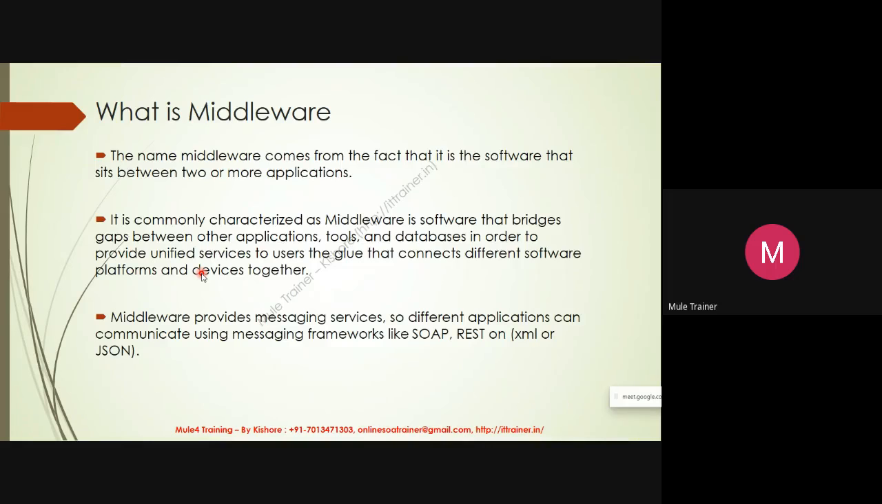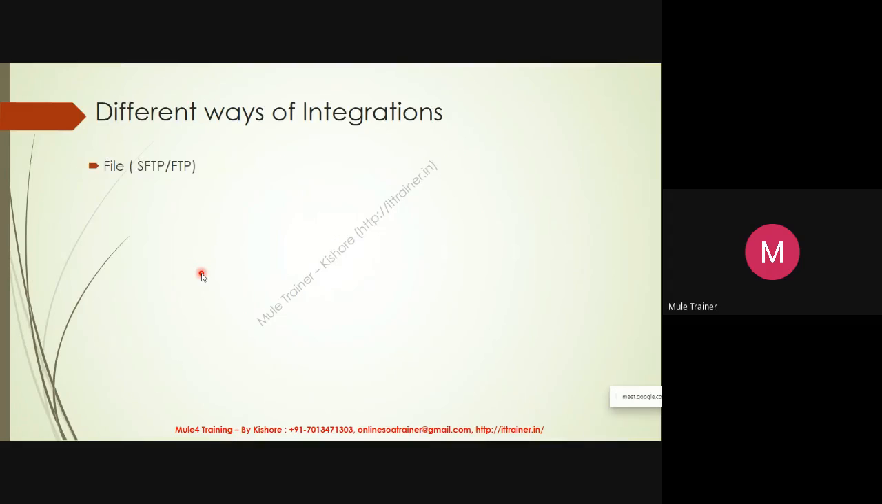And then middleware provides messaging service. Messaging services are for systems that are not on the same technology or are not able to handle the same kind of data. There you can use messaging services or messaging frameworks like SOAP and REST. With the help of that, you can integrate any of the systems, in different ways of integration.